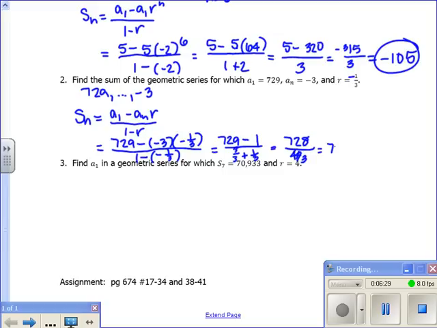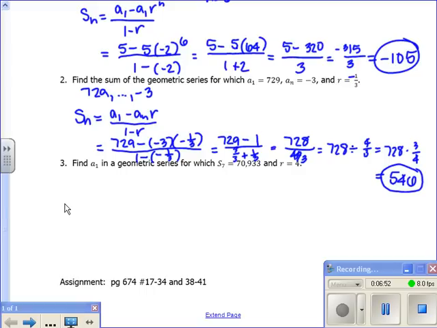And then I have 728 divided by 4 over 3, and in order to divide by a fraction we're going to multiply by its reciprocal. So 728 times 3 over 4, and then I just put that in a calculator and I got 546. And there is my solution for that answer.